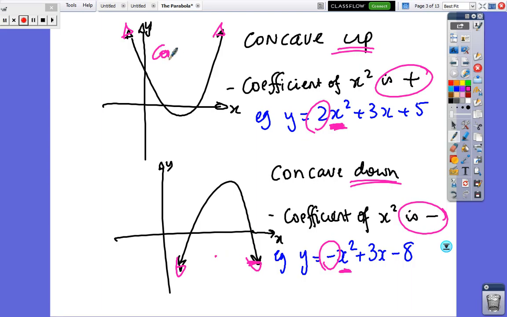So concave up, and last year we called it a smiley face. So when you're positive, you're smiling, and this is concave down. And we call this a sad face. So when you're negative, you're sad. Okay, copy and move on.